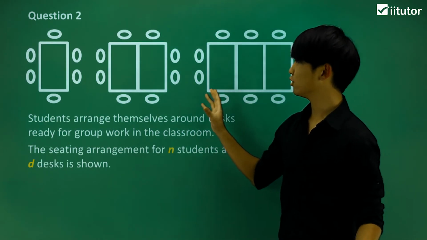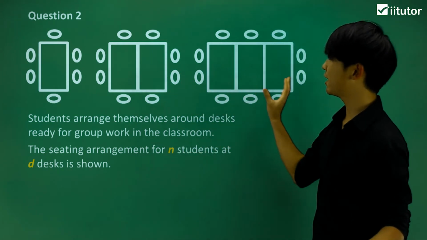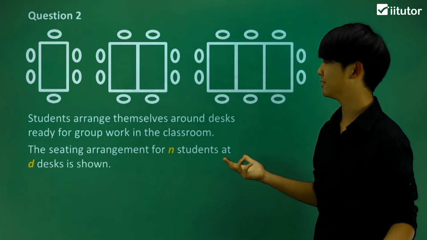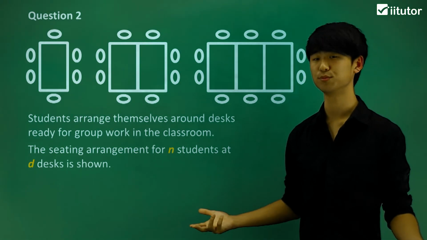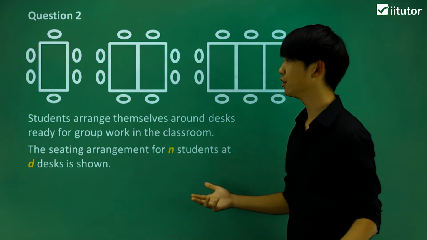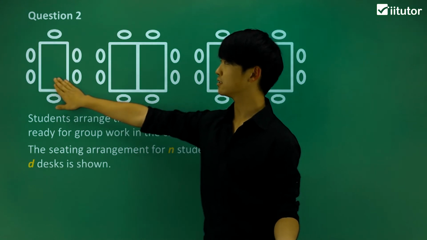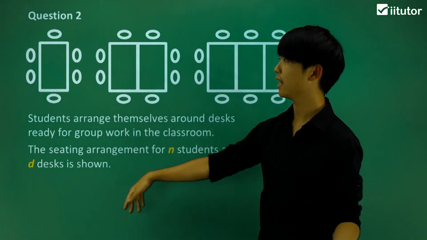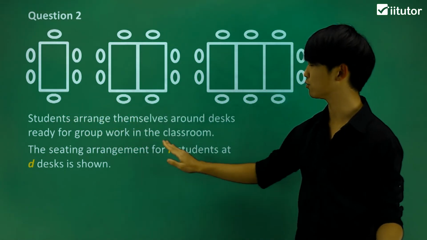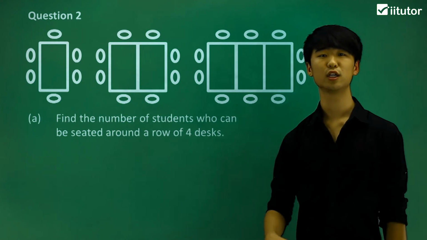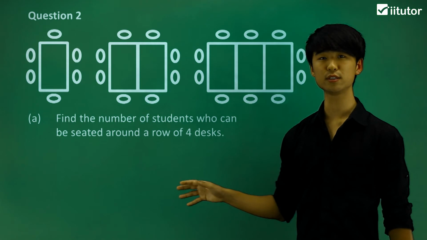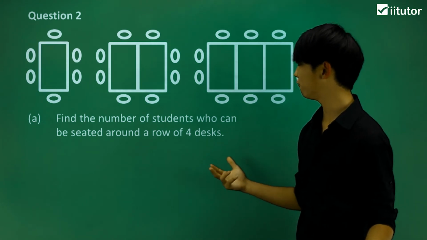Now looking at question 2, we have this pattern of students sitting around a desk. Students arrange themselves around desks ready for group work in the classroom, and the seating arrangement for n students at d desks is shown. For example, this is one desk, so d would equal 1. If d equals 1, then how many students are there? Then we have 6 students, which is referred to as n. Let's try and answer the questions. Part A says find the number of students who can be seated around a row of 4 desks.